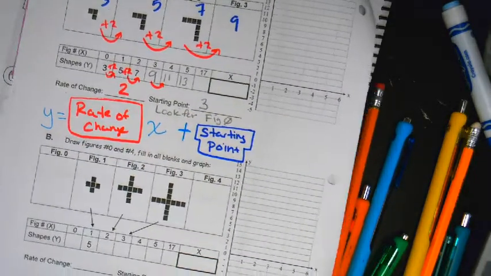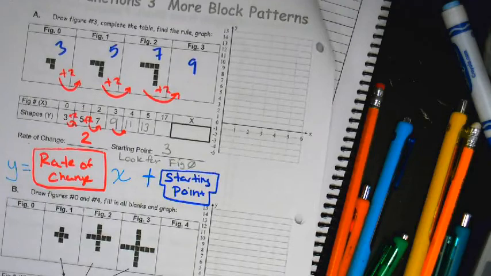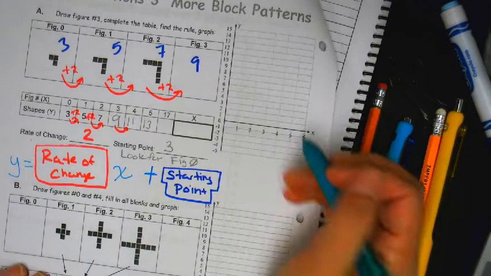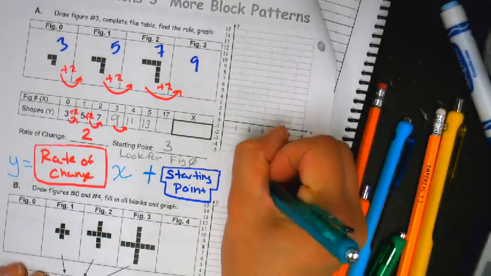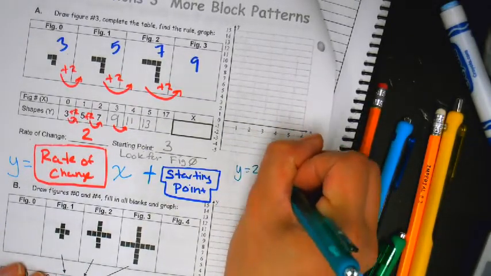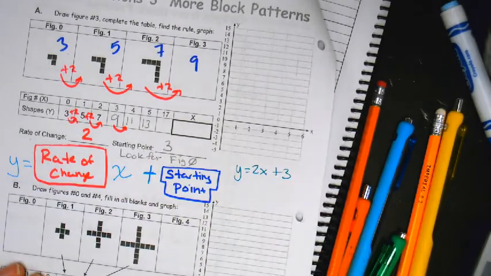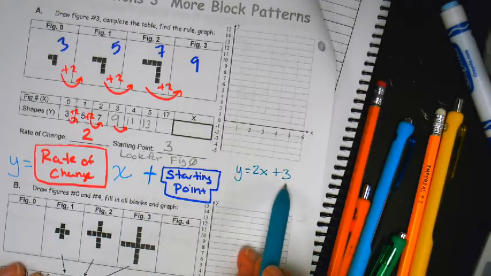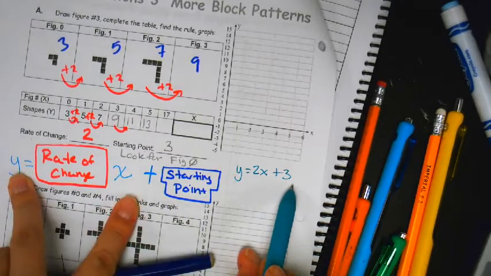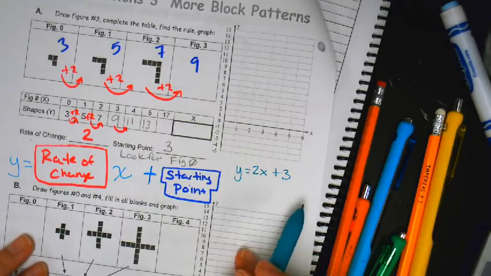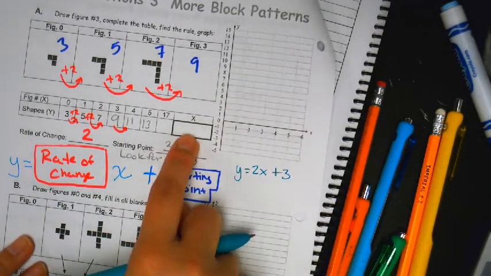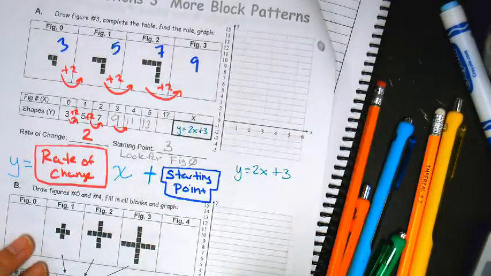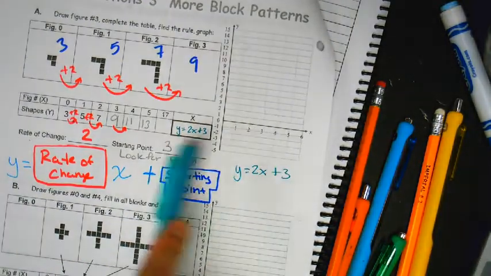So what would be my equation for this example? Y equals 2x plus 3. Because 2 is my rate of change and 3 is my starting point. You're always going to have a y and an x and a plus sign. Well, 99% of the time you'll have a plus sign. So right here where it says x, that's where you write your equation. Y equals 2x plus 3.